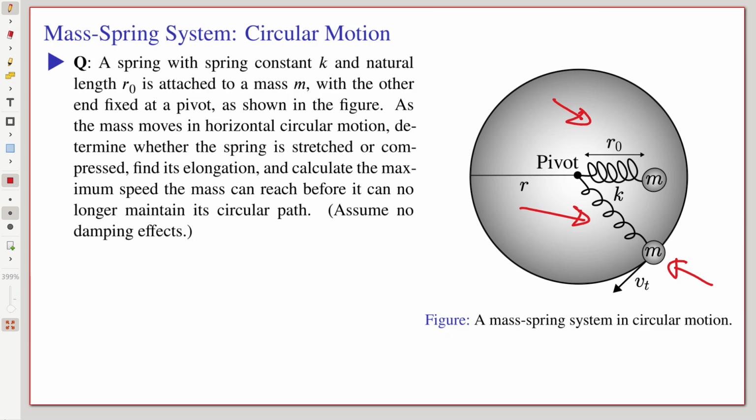Let us continue. As the mass moves in horizontal circular motion, determine whether the spring is stretched or compressed. Find its elongation and calculate the maximum speed the mass can reach before it can no longer maintain its circular path. Assume no damping effects. So, the question has three parts. The first part asks us whether the spring is stretched or compressed. If you look at the geometry of the problem, indeed, the spring gets stretched.